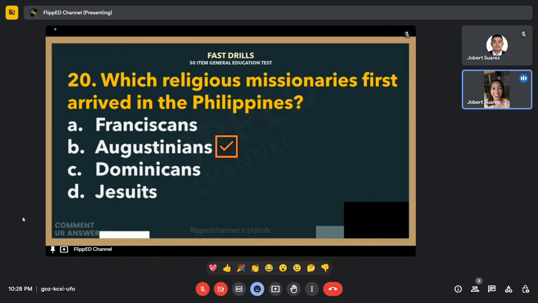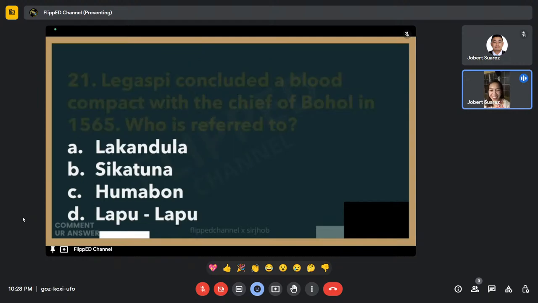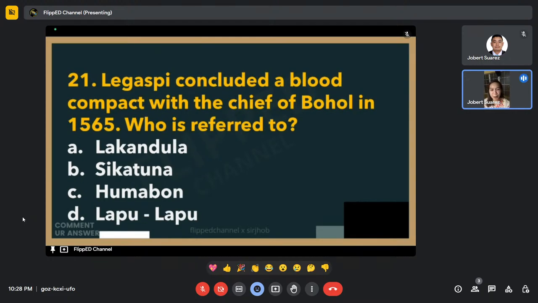Okay. Let's proceed now. Ready na tayo? Number 21. Legazpi concluded a blood compact with the chief of Bohol in 1565. Who is referred to? Again, Legazpi concluded a blood compact with the chief of Bohol in 1565. Who is that chief of Bohol?